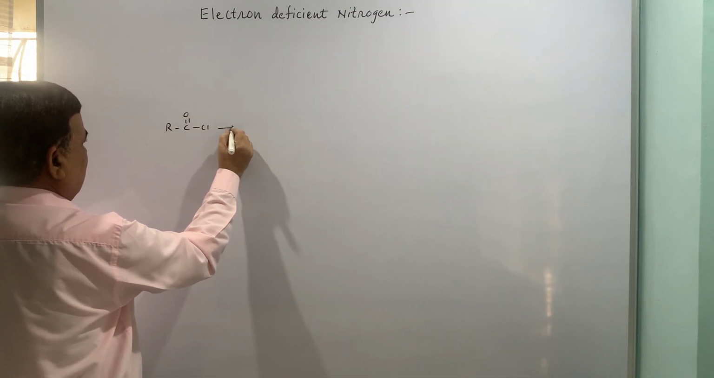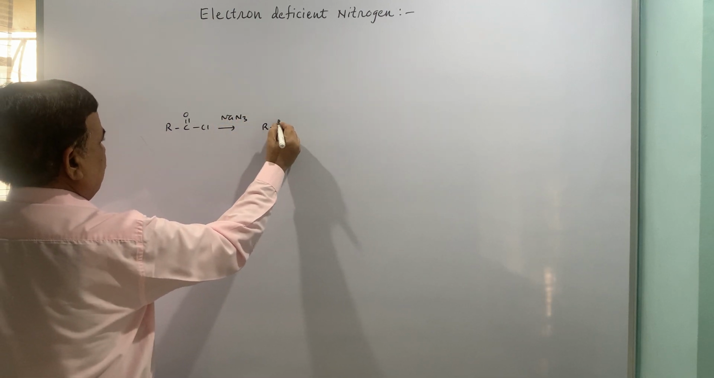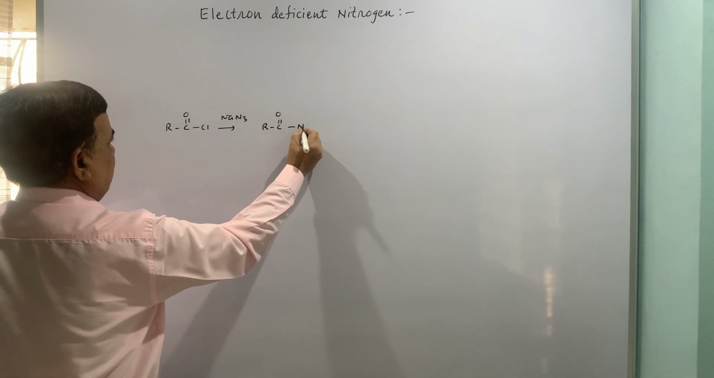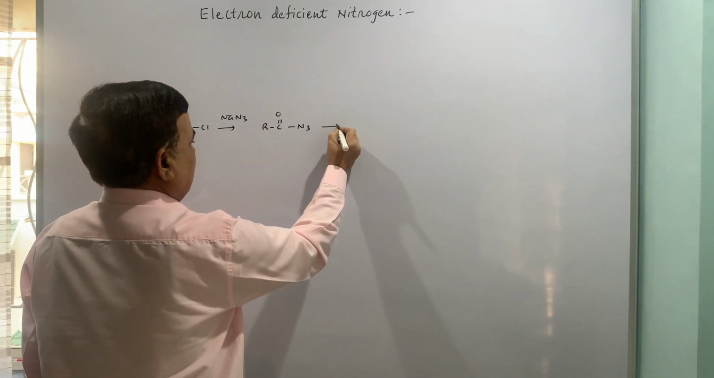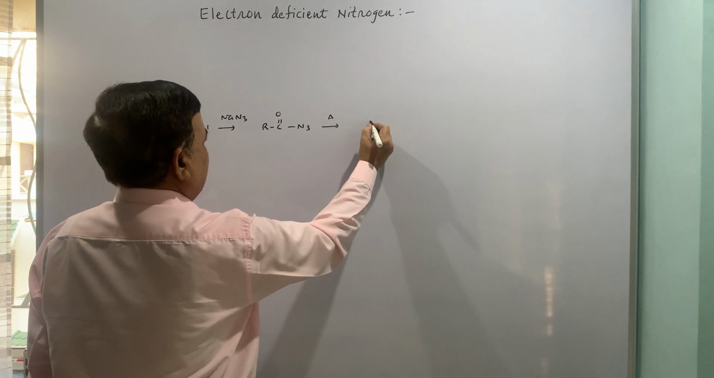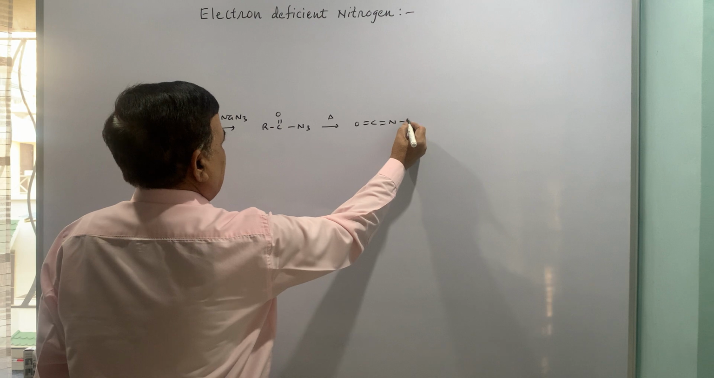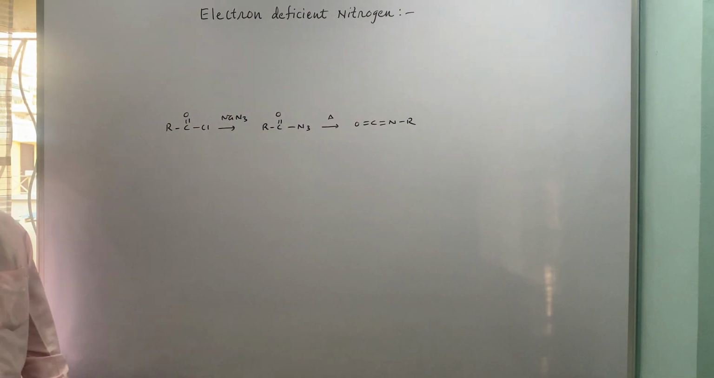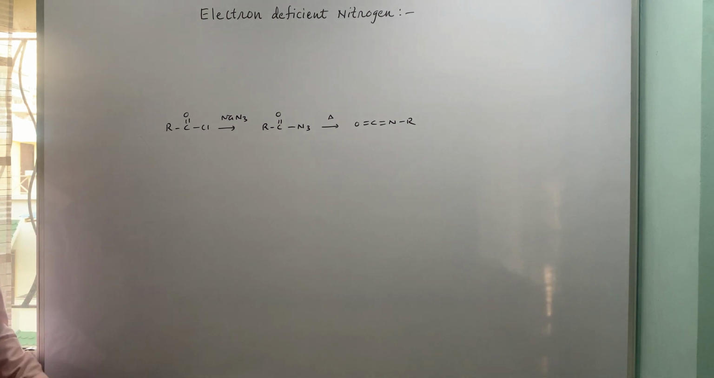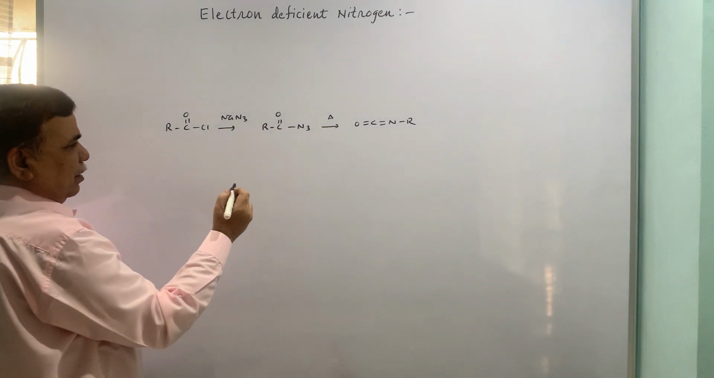RCOCl with NaN3, or RCON3, the Cl is replaced by this nucleophile, and when heated you get R-N=C=O, and ultimately that gives the degradation of the product. So what happens here, that we'll see.